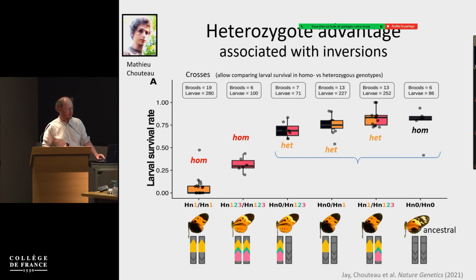A little bit better for the haplotype that has three inversions, including the first one, which is something that puzzles us, because the most derived chromosome type is in fact homozygous for the first inversion, but it seems to have recovered some survival in the larval stage. And all the heterozygotes are good, including the HN1, HN123 heterozygotes, which are in fact homozygous for the first inversion.